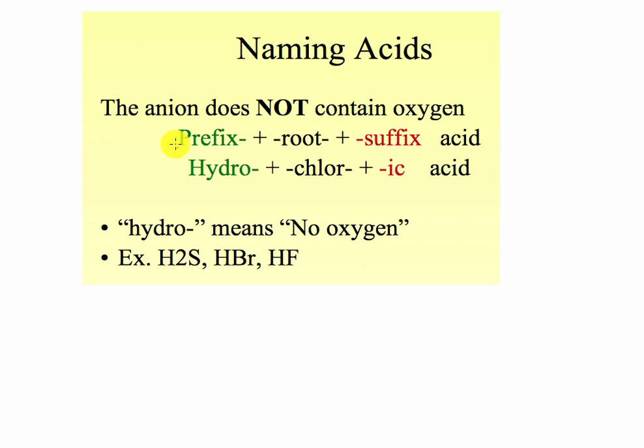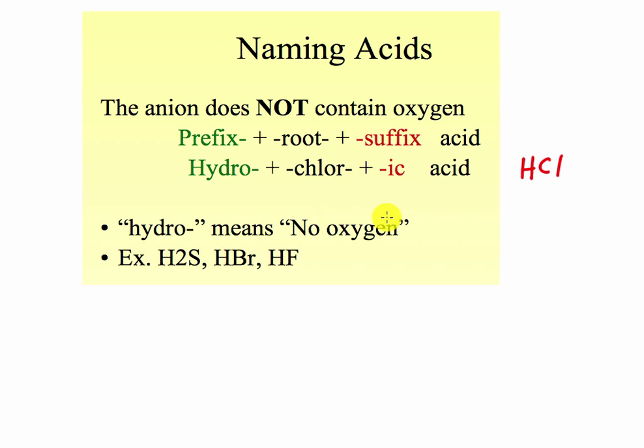You're going to put a prefix in the front here. There's going to be a root from the anion, right? So the root is going to come from the anion name, and you're going to add a suffix. And then you throw the word acid at the end, okay? So hydro is the prefix that we use, hydrochloric acid, and that would be HCl. Prefix is hydro. Now what does hydro mean?